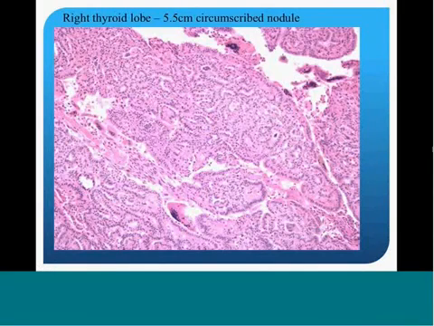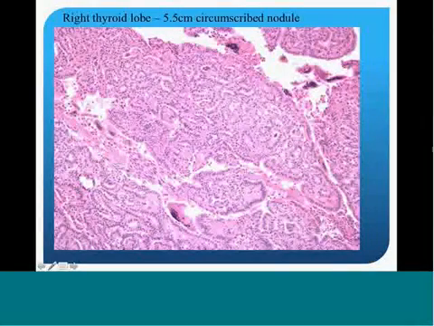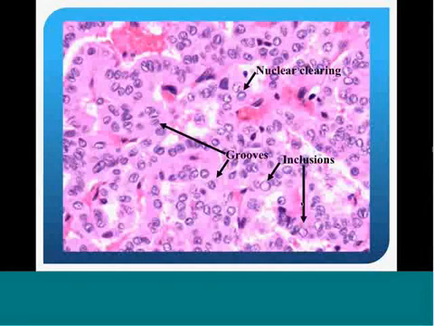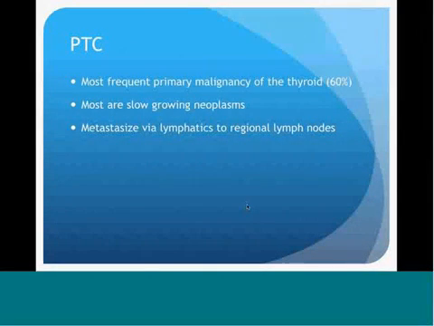And when the patient had a total thyroidectomy, the 5.5 centimeter circumscribed nodule showed papillary carcinoma. And the same features were seen on histology: nuclear clearings, grooves, and inclusions. So this is papillary carcinoma, which is the most frequent primary malignancy of the thyroid. These are very slow-growing neoplasms, and they usually go to regional lymph nodes, usually central compartment lymph nodes, which is why it's important to evaluate the lymph nodes in the patient's neck when doing cancer surveillance.